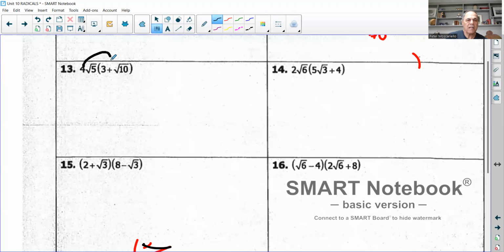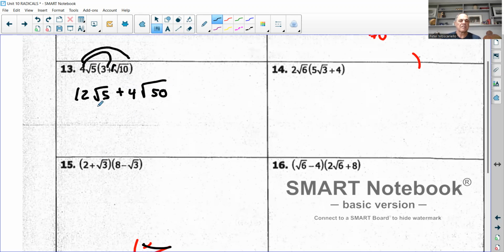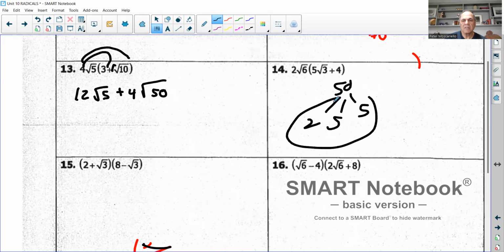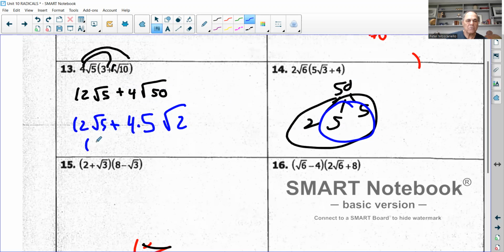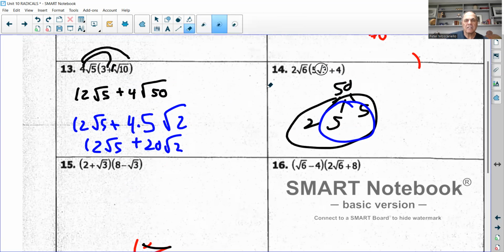Number 13. We're not going to go over all of them, but we'll go over enough of them. We're going to multiply here. Coefficient times coefficient. 4 times 3 is 12. Coefficient 4 times 1 is 4. The radicals are root 5 and root 50. Root 5 doesn't break down, but 50 does. 50 is going to be this. Sock drawer, pull out a 5. Root 2 is left inside. So root 50 is 5 root 2 times this 4. So what do we got? We got 12 root 5 plus 20 root 2, 4 times 5, root 2. That's your answer.